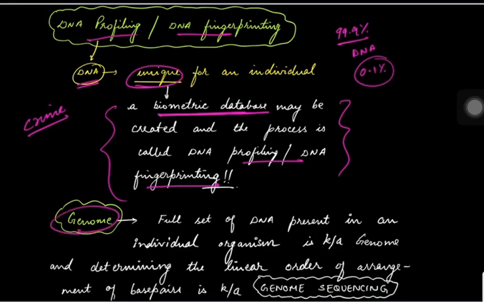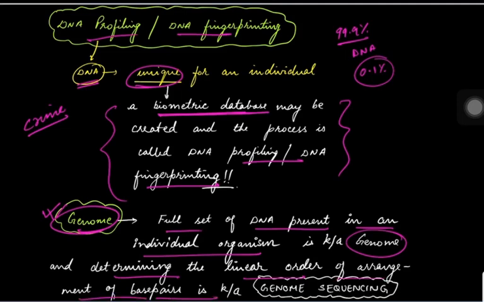The next thing we have to discuss is the genome. So genome is nothing but the full set of DNA present in an individual organism, and this is known as genome. That is, the entire genetic material, if it is written down in a code, is referred to as genome. And when you write down that code, when you determine the linear order of the arrangement of the base pairs on that genetic material, this process is known by the name genome sequencing.